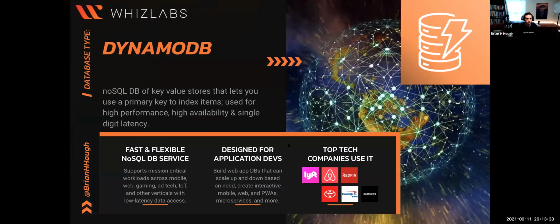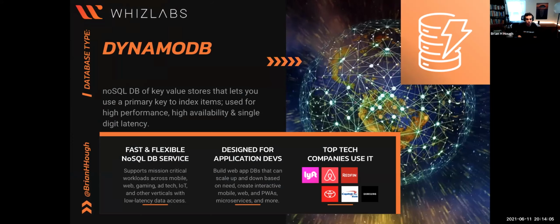So DynamoDB, this is probably one of the most popular databases in AWS. It's really fast, it's very flexible, it's a NoSQL database, and you can use a primary key to index items. So you could have unique identifiers for all of the elements in the database. We'll actually be doing a lab on this as well at the end of this. And it's highly performant, it's highly available, single-digit latency. They have 99.999% availability. They have all of these different statistics, but it's very fast, it's very available.